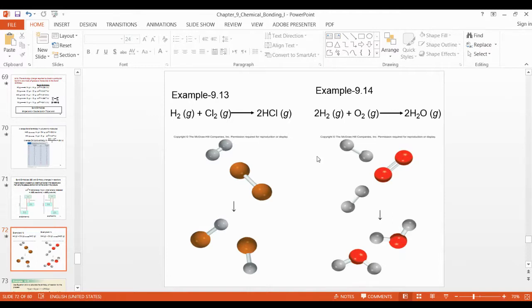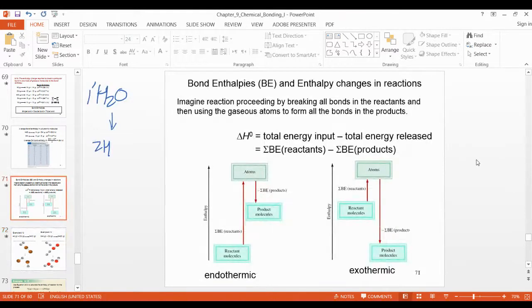So now I will simply write here. And the formula you have to write first. The standard change in enthalpy is equal to what? The total energy input to break down the reactants, minus the total energy released when the bonds are formed.